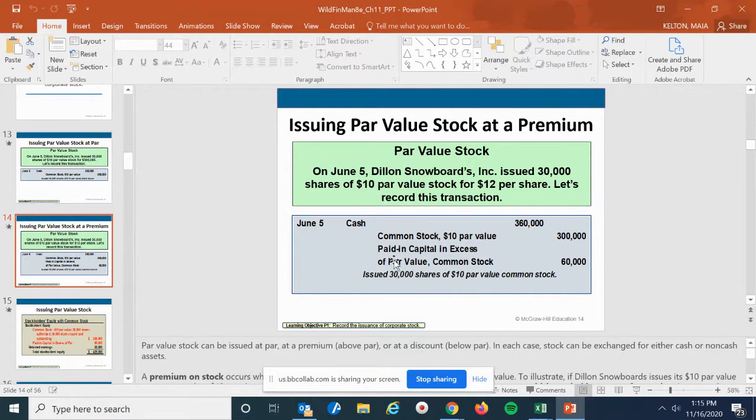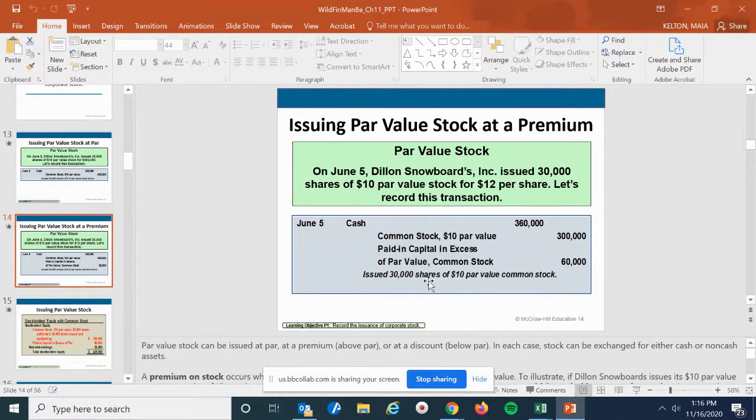So inside stockholders equity, we'll be reporting the paid-in capital in excess of par. In some books and really in the industry, this is called additional paid-in capital, or APIC. So this difference will remain a part of stockholders equity, and we will not be amortizing this like we did in the previous chapter.